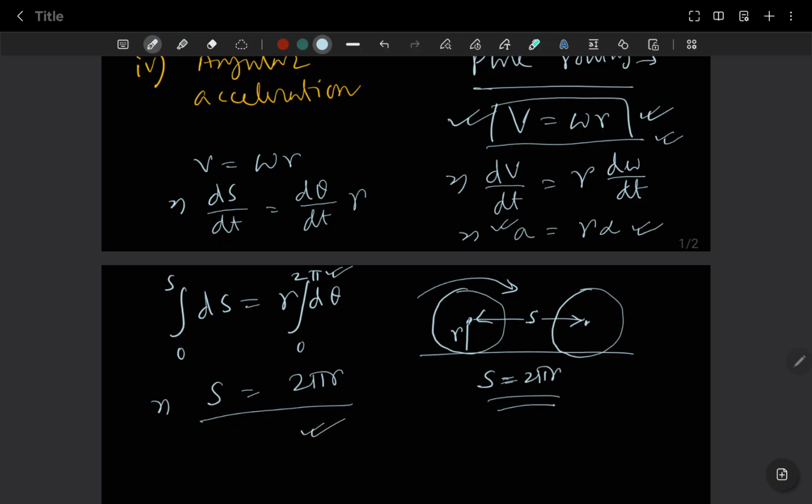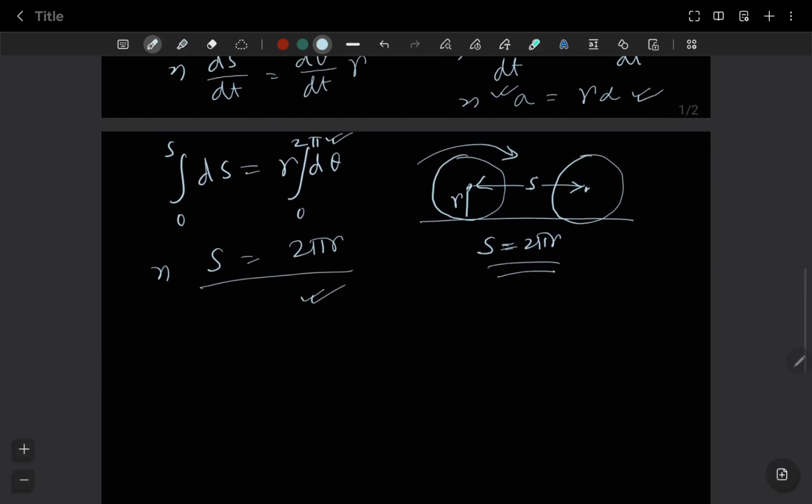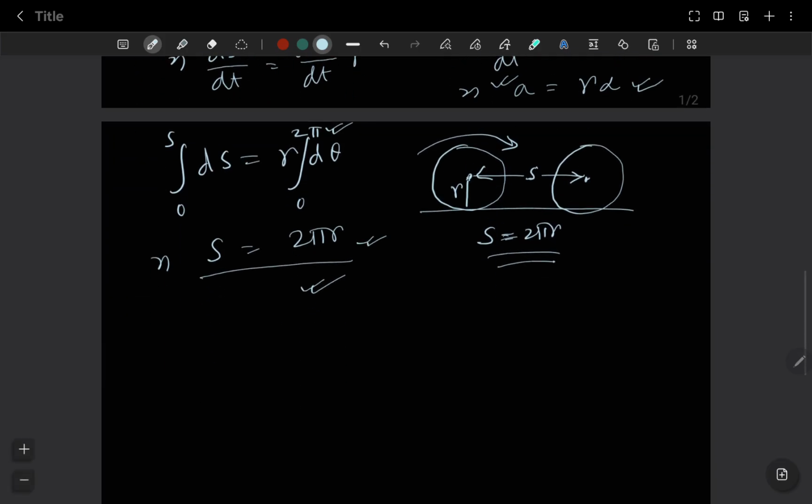So in our childhood we didn't know about rolling motion, but we actually applied the condition of pure rolling, v equals omega r, and that's why we obtained this. If there was slipping, we would never have obtained this, that for a full rotation of a wheel, the center of the wheel will make a displacement equal to the circumference of the wheel.